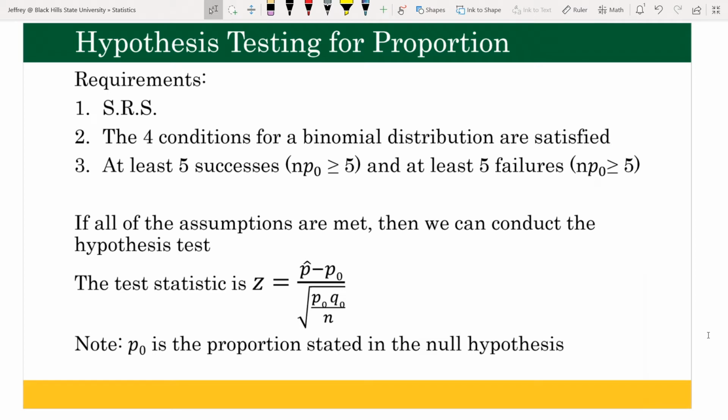Now, this is a little bit different from when we did the confidence interval because the five successes and failures are based off of the null hypothesis. This is not based off the sample proportion. If all the assumptions are met, then we can do the hypothesis test using the test statistic formula given below.